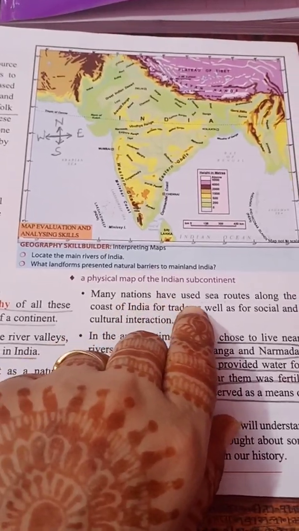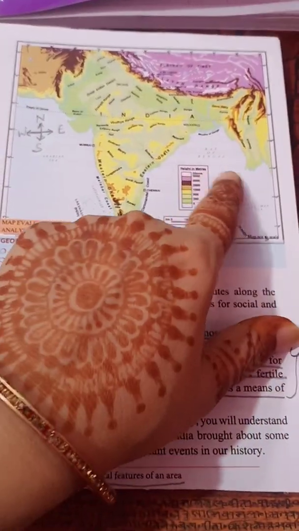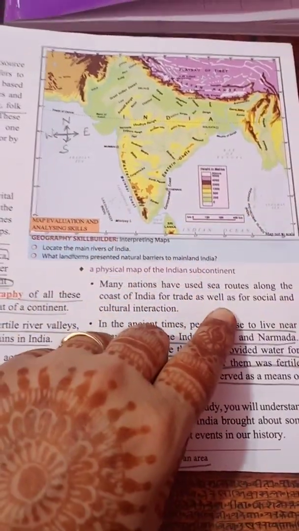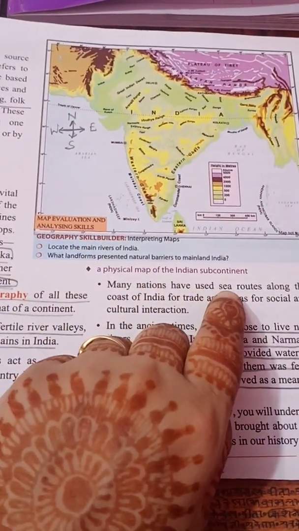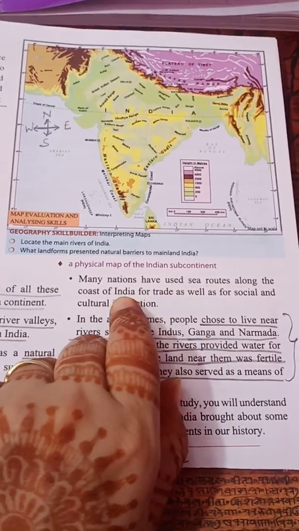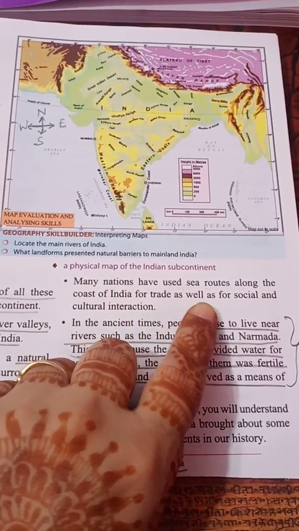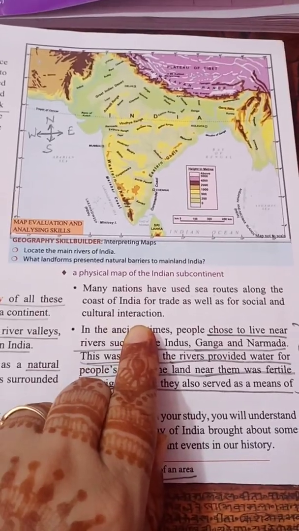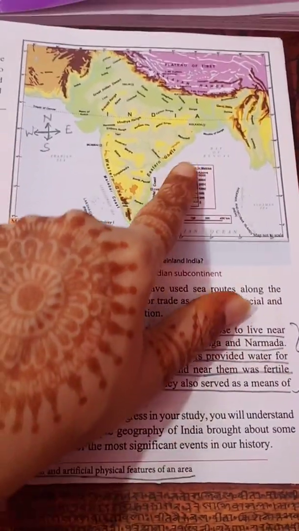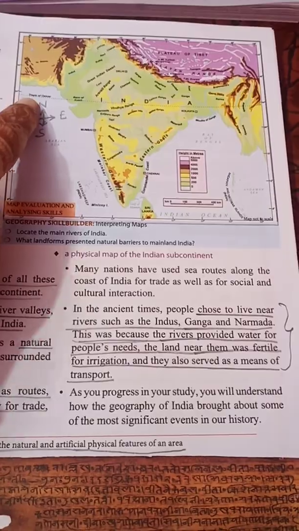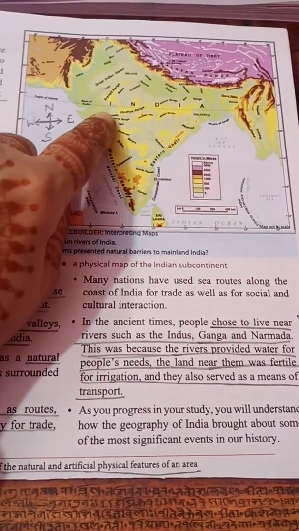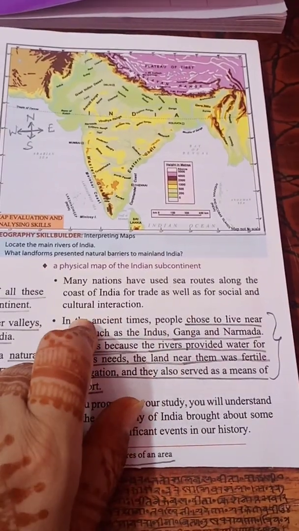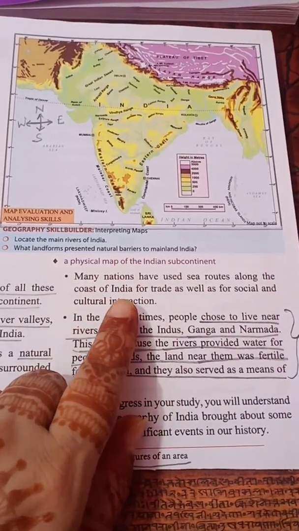Many nations have used sea routes because these are all oceans. So many nations have used sea routes along the coast of India for trade as well as for social and cultural interaction. So many people came to India along the sea routes, and entered India for some social interaction or cultural interaction or for trade.